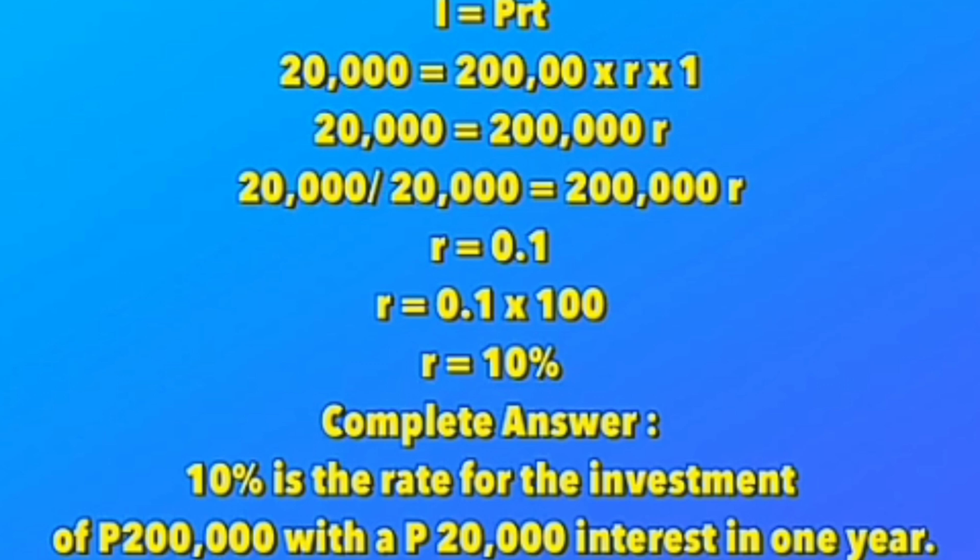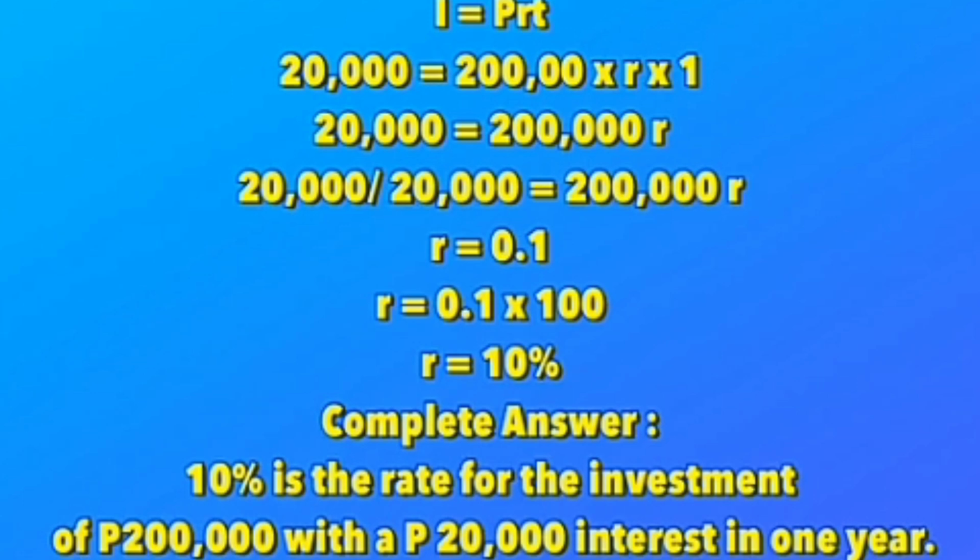So that's why we have 200,000 R, and at the left side of the equation just bring down 20,000. And then we're going to divide both sides of the equation by 200,000 in order to have the R. R is the rate. So 200,000 divided by 200,000 equals 1, so that's why we have R. And 20,000 divided by 200,000 we have 0.1. Then since we are computing for the rate, we're going to multiply this by 100. So 0.1 times 100 is equivalent to R equals 10%.